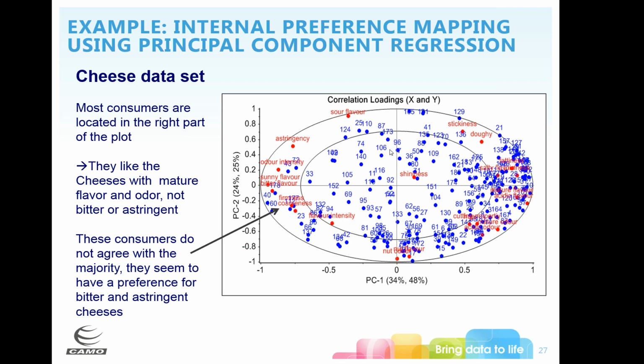So here's our example again of the cheese data that shows your internal preference mapping. So like I mentioned, most of the consumers are located on the right part of the plot, and they like cheeses with the mature flavor and odor that are not bitter or astringent. These customers do not agree with the majority. They seem to have a preference for bitter or astringent cheeses.